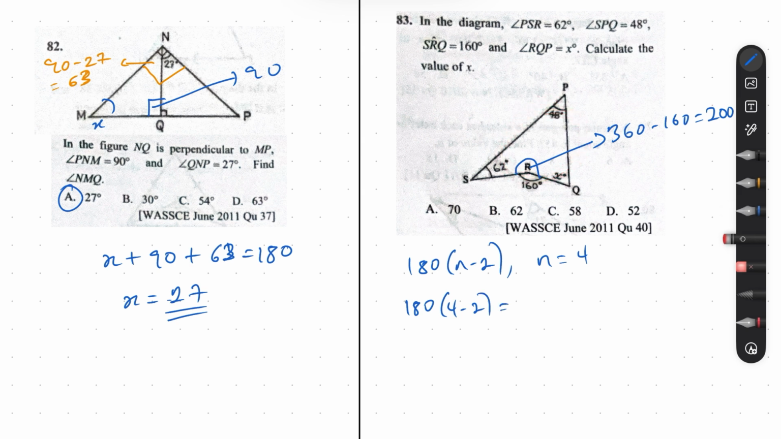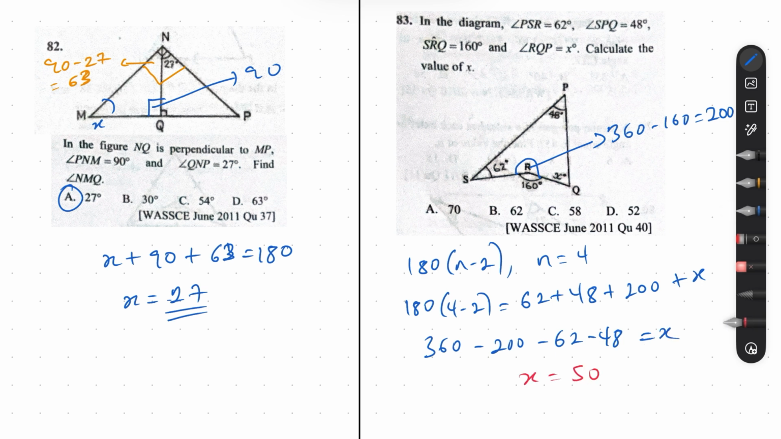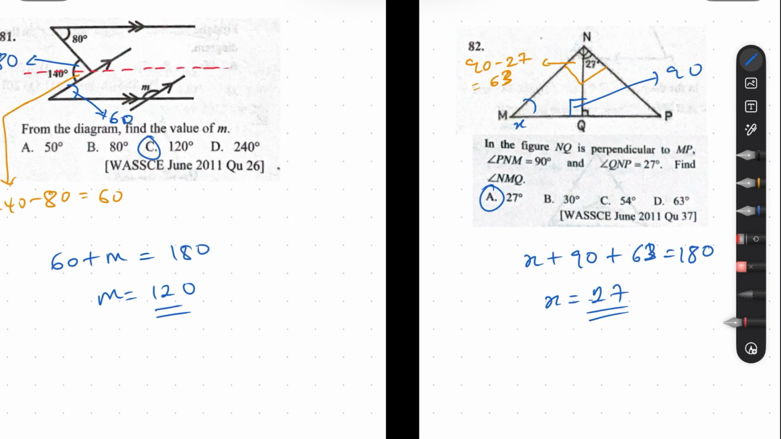That will give us 62 plus 48 plus 200 plus x. So we have 360 minus 200 minus 62 minus 48 is equal to x. Finally, we find x to be equal to 50. But we don't have 50 in the options. So this is actually a bonus question. When you check the book, you realize that it is written as bonus. Okay, cool. Let's move on to question number 84.